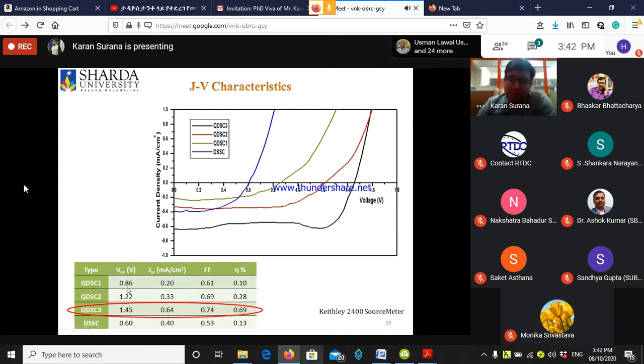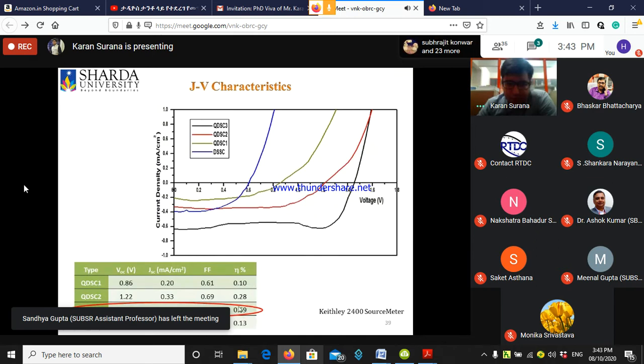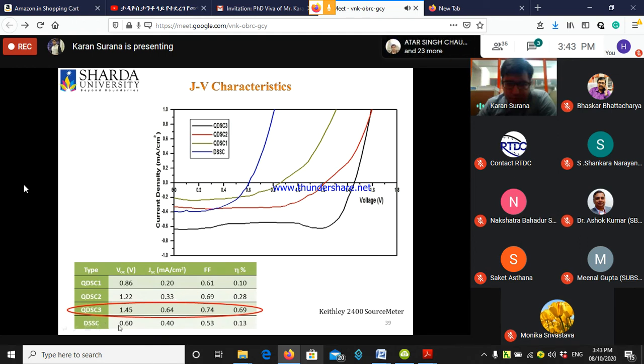Also, by tuning the band alignment, the efficiency of the solar cells also improved, and it went from 0.1 to 0.69%. The QDSC3 was prepared in the ratio 20-10-50-20. This ratio was chosen according to the absorption which we obtained, and hence we can see that this is showing the maximum efficiency and better parameters than the rest. Also, a standard DSSC was prepared, and we can see that the efficiency of the QD cells compared to the DSSC is quite higher.